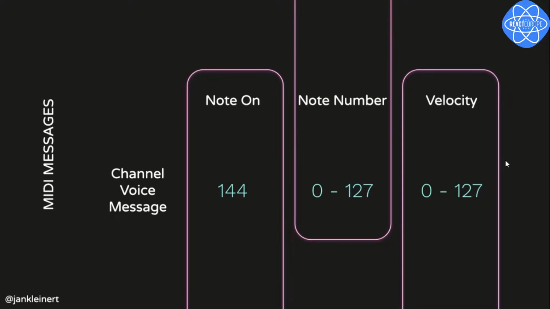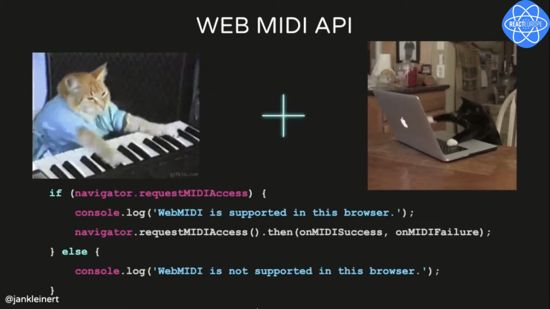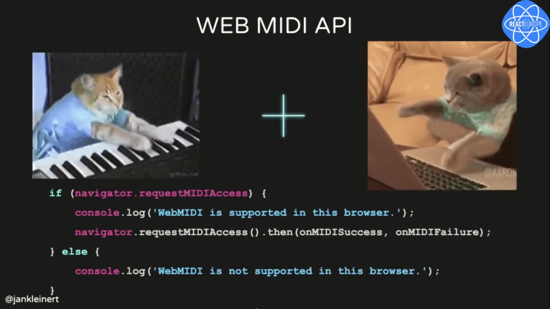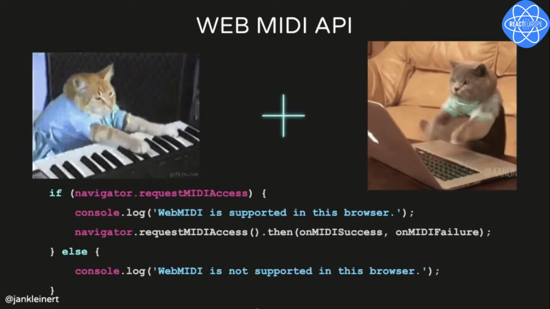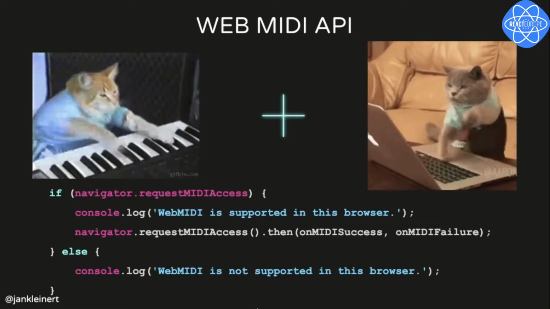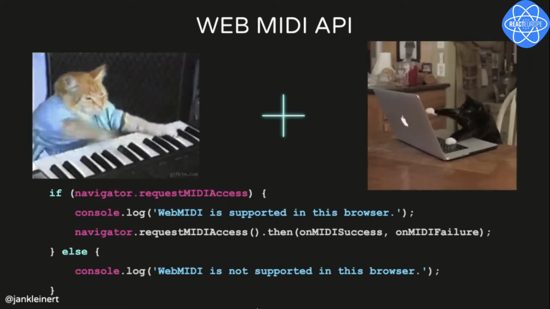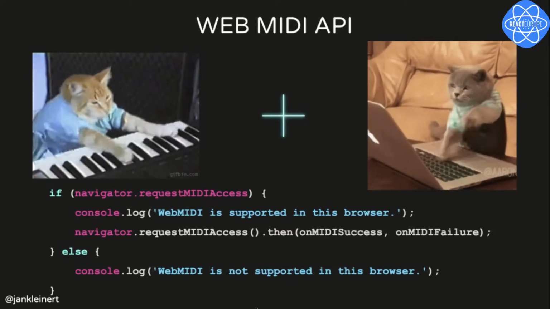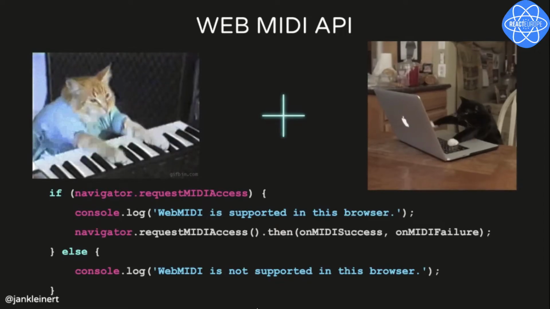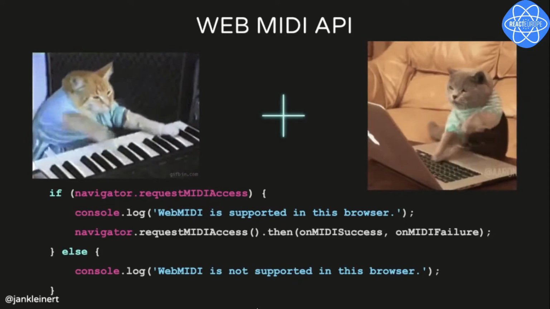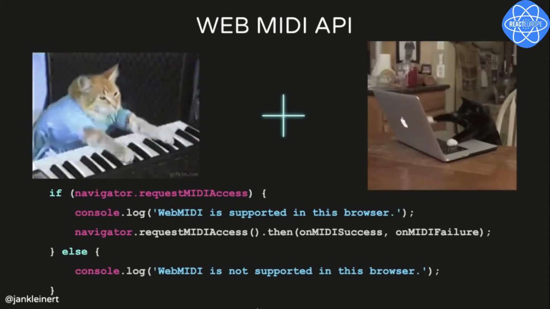So every time I press a key on the Keytar, it's sending a channel voice message that includes all of these pieces of information. And to put it all together, the Web MIDI API allows us to interact with those MIDI messages in our browser. You can see a code snippet here showing how you would check if Web MIDI is supported in your browser. This is important because Web MIDI API is only supported currently in Chrome and Opera. Then if you do have access, you can request that access and listen for MIDI success and MIDI failure messages. That should give you the information you need to better understand our demo and how the different pieces work together.